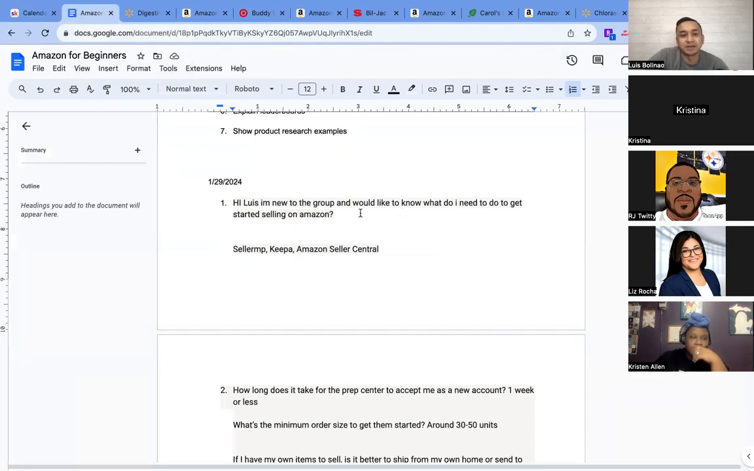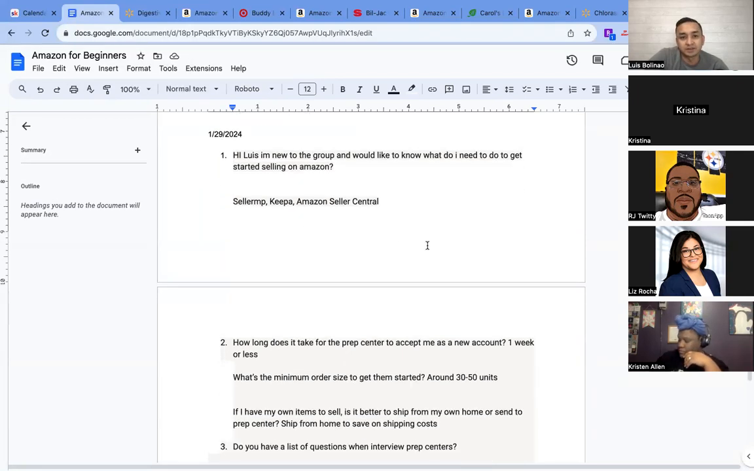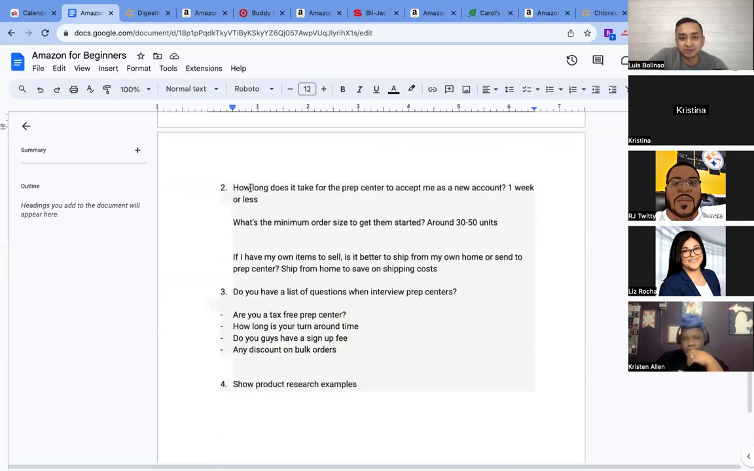And as far as softwares, I use softwares like Seller Amp and Keepa. There's many out there, but these are the two that I use for product research. And also, of course, you need to have an Amazon seller account to sell on Amazon. So those are the basics of how to get started.